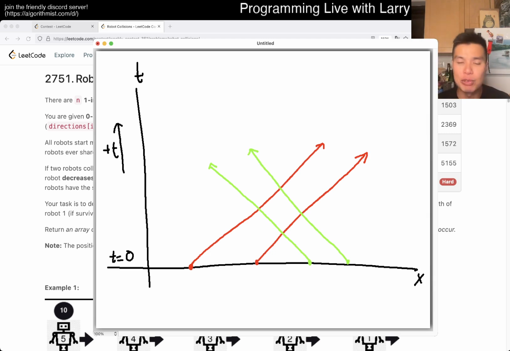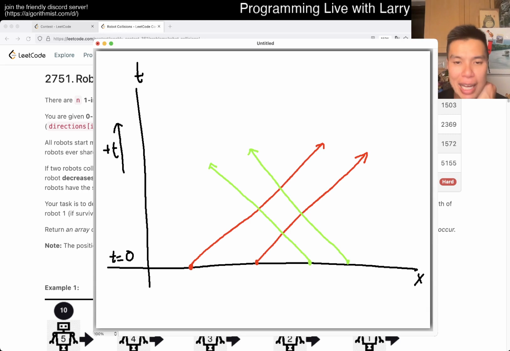Once you have this visualization, you notice that the robots going to the right are only going to interact with robots facing left, and vice versa, right? That means that all the robots facing the same direction never interact with each other. So that's an observation as well. With this visualization, maybe it's a little bit easier to see.